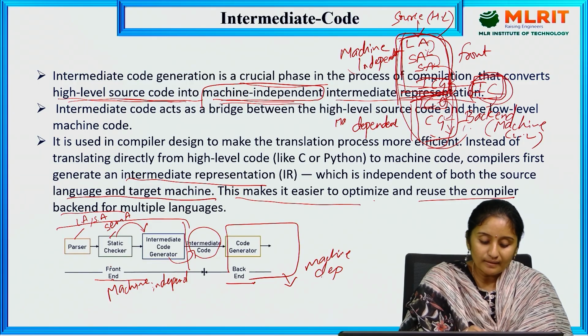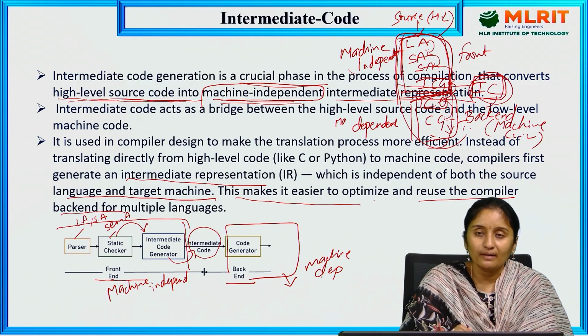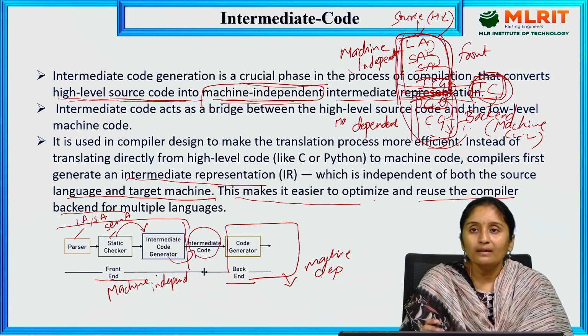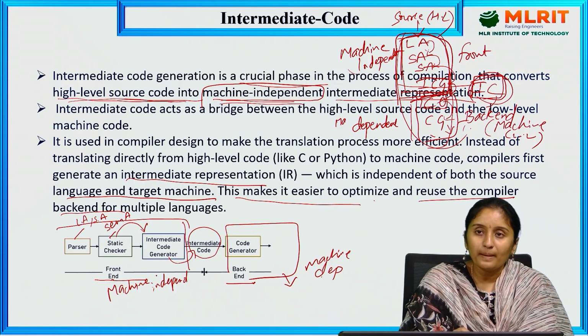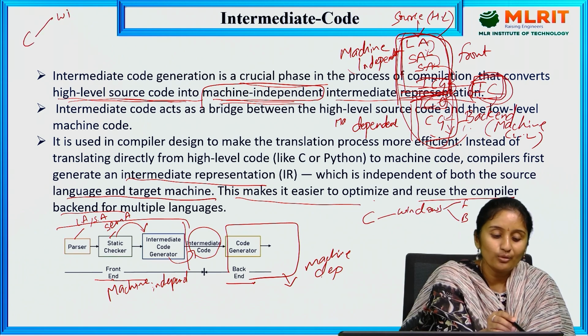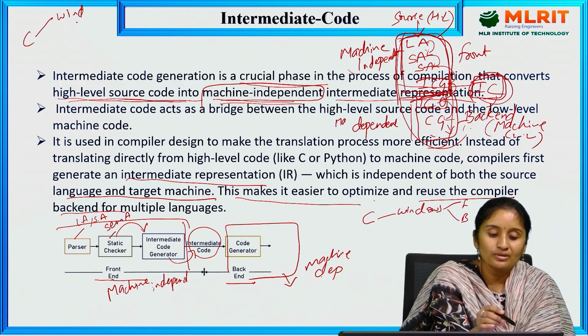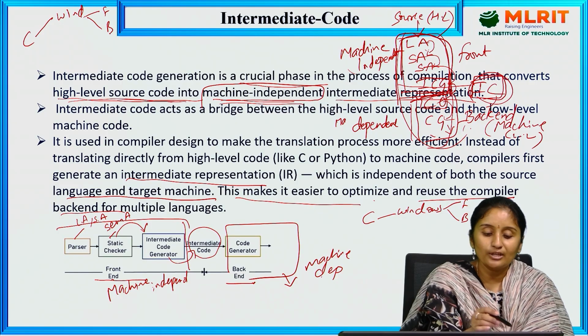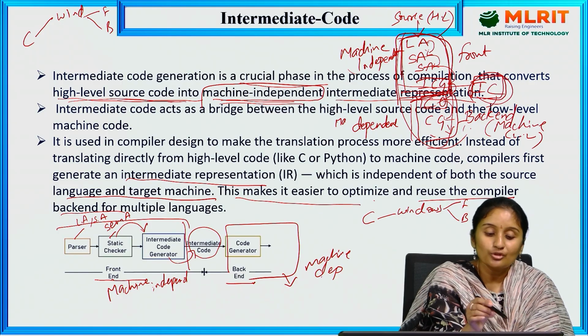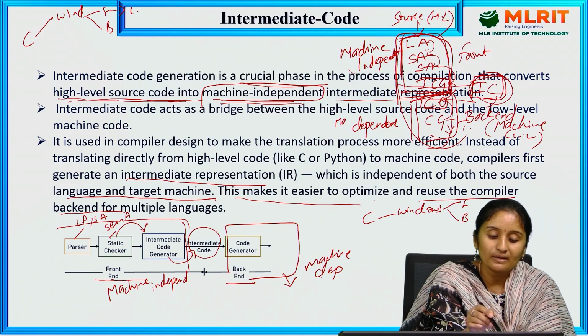See here, the front end is machine independent, so it can be used in any operating system. It can be compiled on any operating system. Suppose I'm going to run a C compilation in the Windows operating system. To do this, I need to have a front end as well as the back end. The front end comes under the 4 phases.